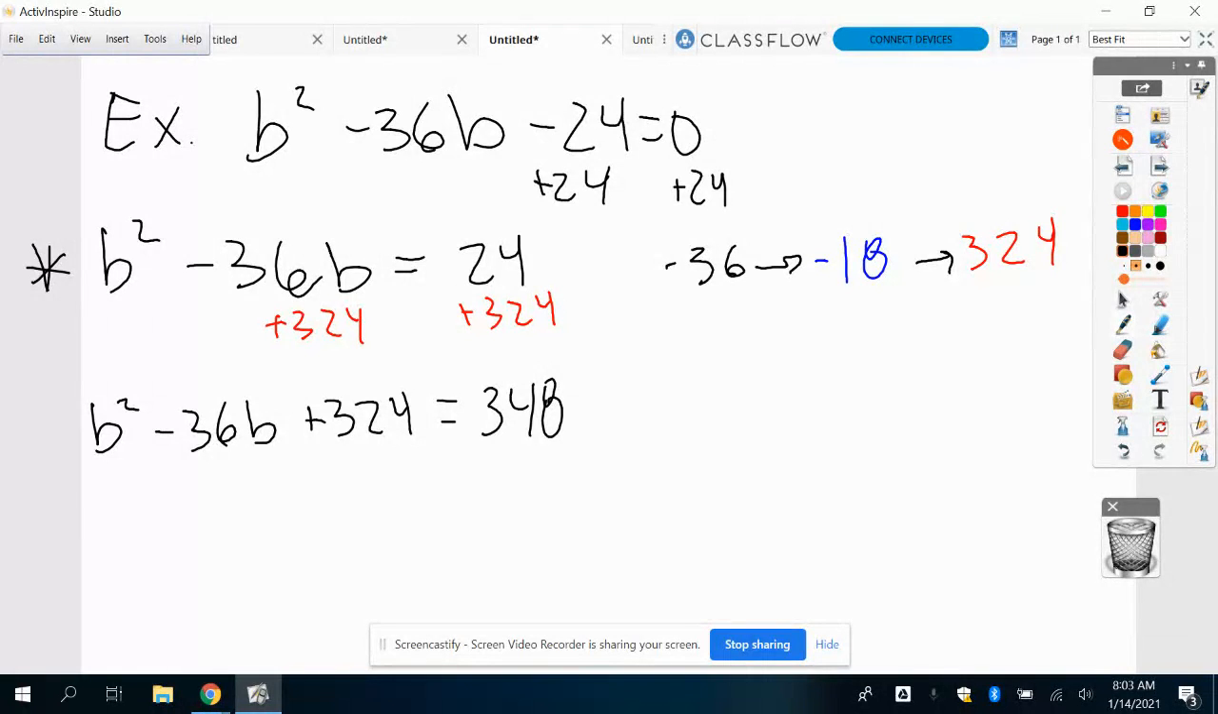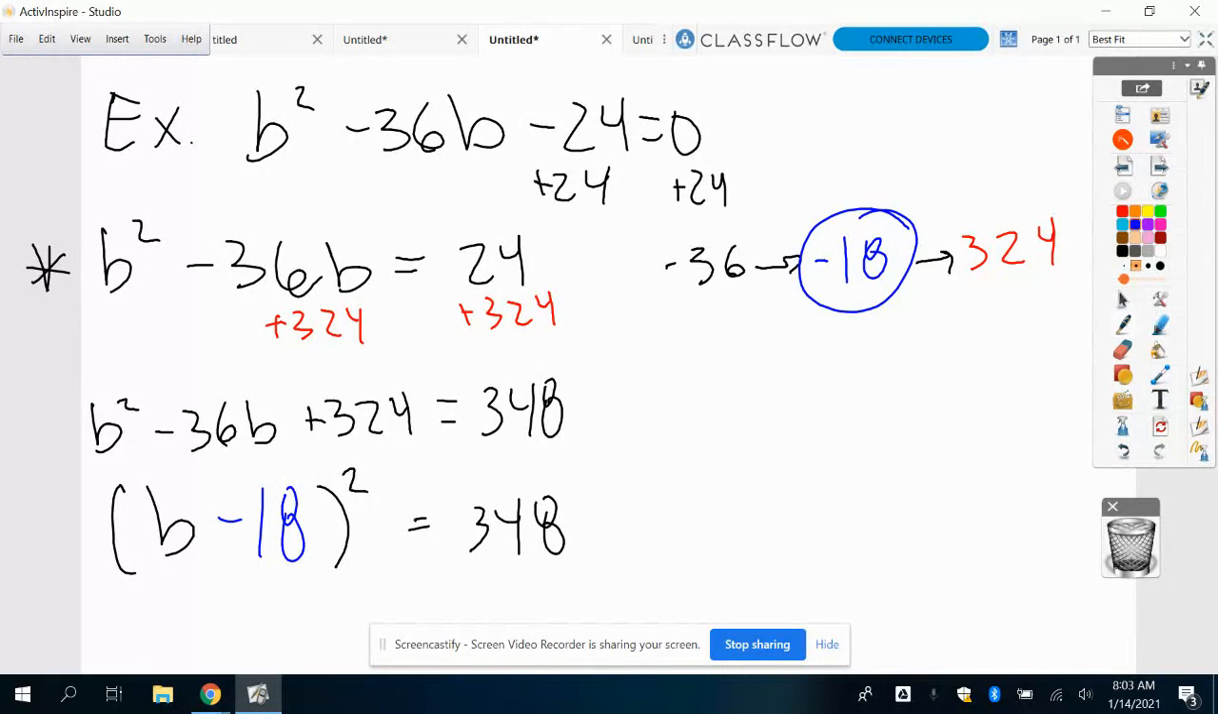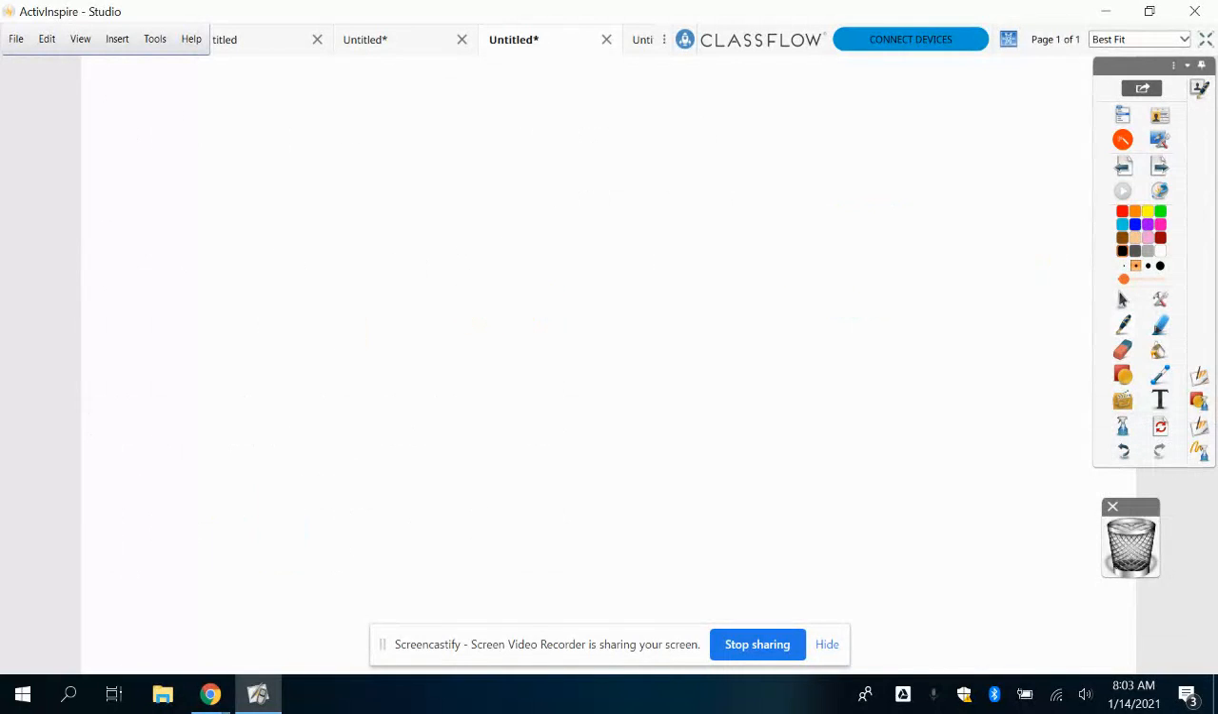Then we want to factor. So when we factor, we have b, parentheses, squared equals 348, and the number that goes in the parentheses is that negative 18. Okay, I'm going to erase this and continue because I'm running out of room. So at this point, we're going to want to square both sides. So here's where we're at. We've got b minus 18 squared equals 348.